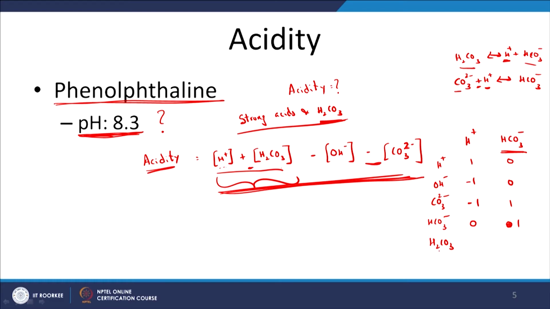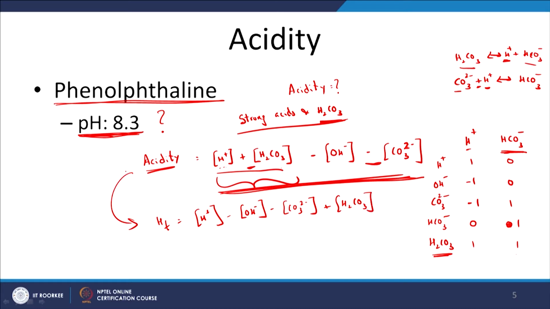And how do I end up expressing H2CO3 in terms of the components? So 1 HCO3 minus and 1 H plus, and that's what you see here when you are writing it as H2CO3. And so obviously H total in this case will be H plus minus OH minus minus CO3 2 minus plus H2CO3, right? And again, this is going to be similar to this equation, as you can see, and obviously only when you choose HCO3 minus as your component, right?